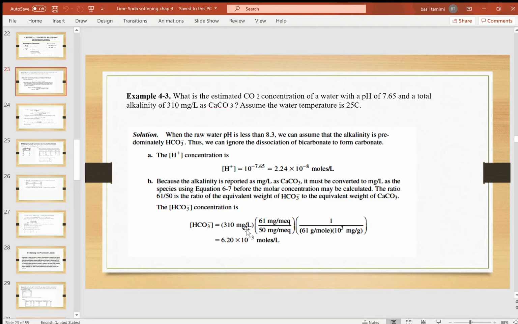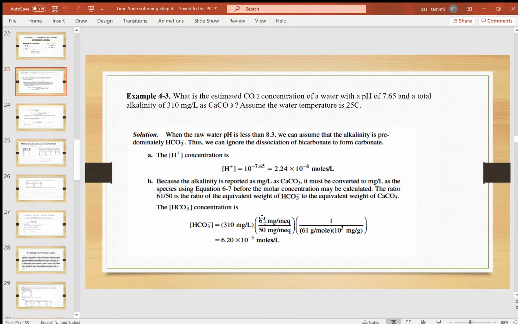However, another problem is that this alkalinity is expressed in terms of milligram per liter as CaCO3, and of course these units cannot be used in the equilibrium equations. So it has to be converted into moles per liter. In order to do so, first of all, we have this step, the first two terms between parentheses here. If we multiply by the equivalent weight of HCO3 minus, which is 61 milligram per milliequivalent, and divide by 50 milligram per milliequivalent, this gives you the concentration of HCO3 minus in milligram per liter as HCO3 minus.